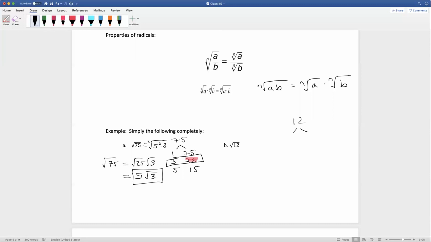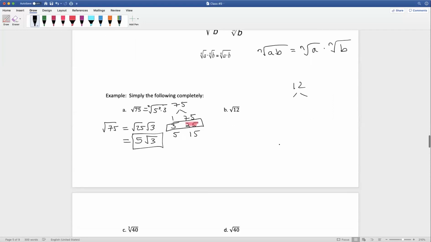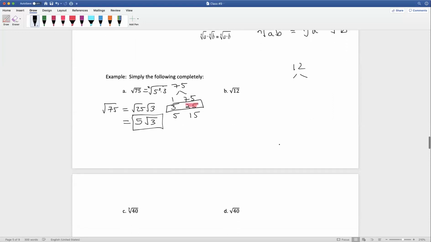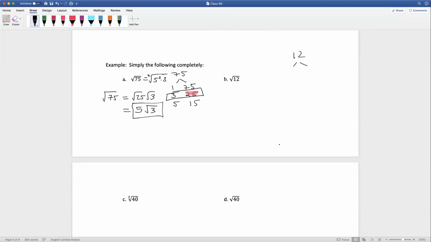Let's take a look at the square root of 12. I'm going to do the same thing I did before. I'm going to break up 12 into factors. Now, look, this is something you don't have to do. If you're comfortable writing these as factors in your head, that's absolutely fine. But for those of you that are maybe a little bit slower, this is a good suggestion when you're simplifying these.